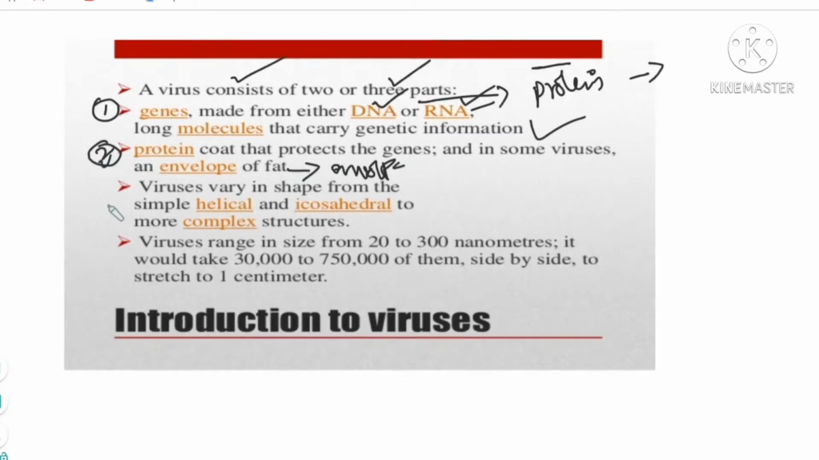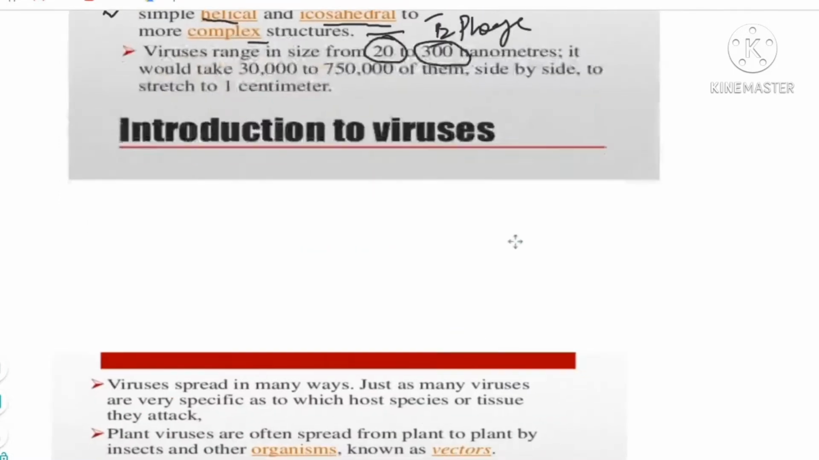Another point is that viruses vary in shape. Means there are different shapes of virus. Viruses can be helical type, they can also be icosahedral type, they can be complex type like bacteriophage. ठीक है ना? इनका complex structure हो सकता है icosahedral, helical. Viruses range in size. इनका size भी अगर हम देखें 20 to 300 nanometers it can be.